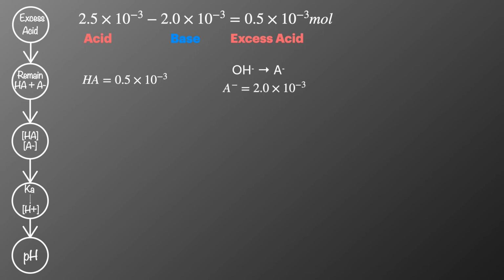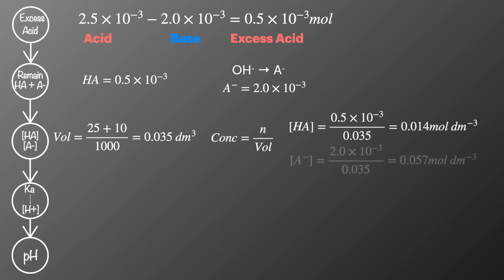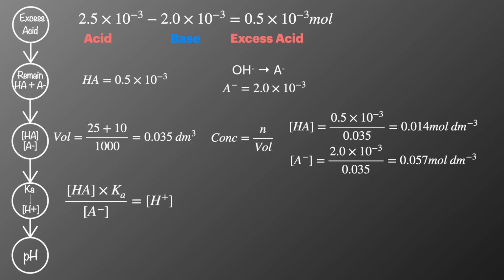In the next step, we need to convert our number of moles into concentrations. To do this, we must first start off by adding the 2 volumes of solutions that we've added together, remembering to convert them to decimeters cubed. Dividing the number of moles by the volume will give us the concentration, first off with the HA, and then with A-. This is an easily forgotten step because when we add two solutions together, we change their volumes and then we change their concentrations. Now we're going to use the Ka expression to calculate H+.